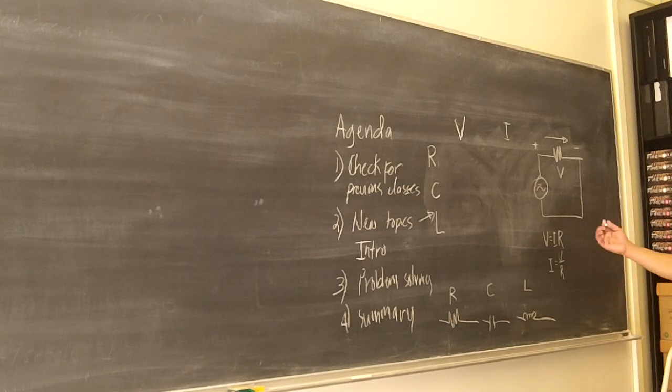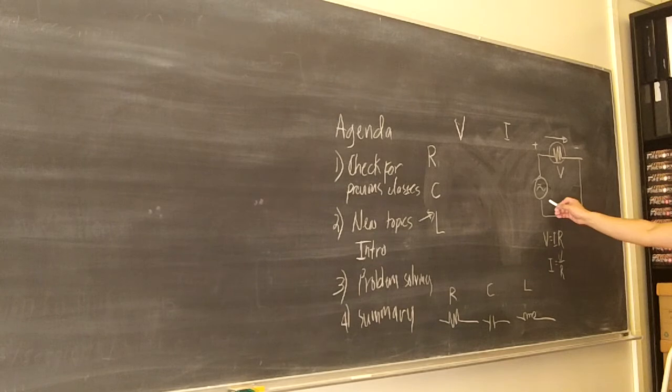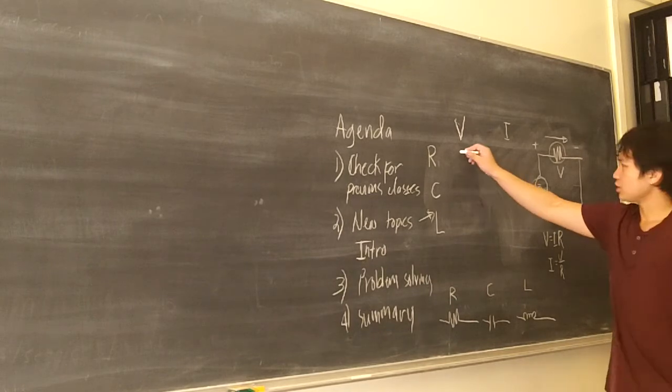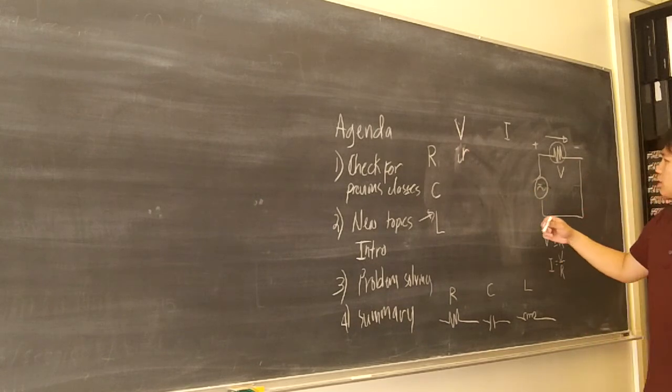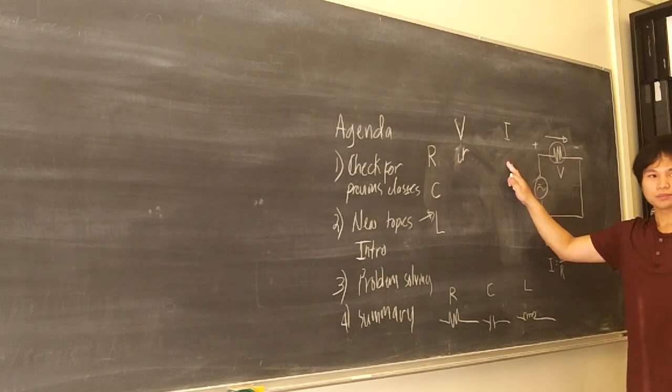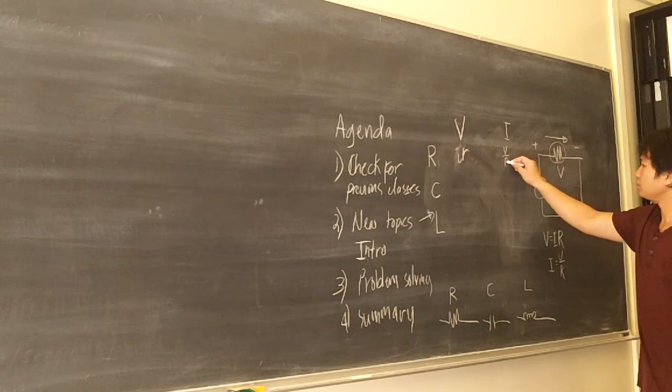So what's the voltage across that resistor? You have a voltage source, and then you have a current underneath. What's the voltage of that resistor? Just the formula. Oh, IR. So it's I times R. Okay. What's the current across the resistor? V over R.